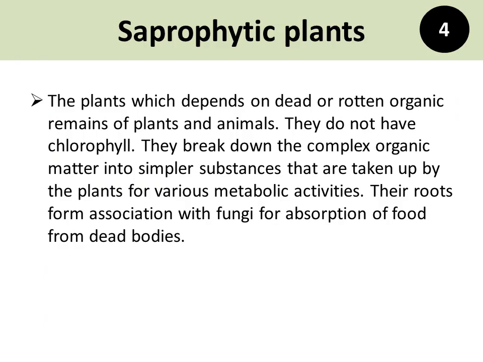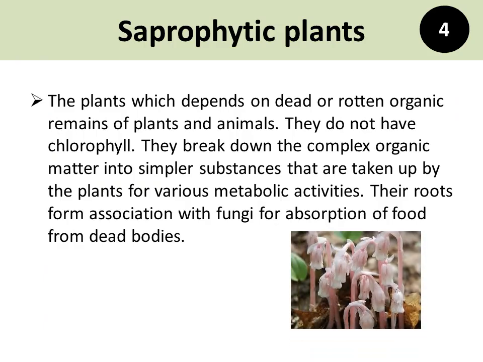The second category of heterotrophic plants is saprophytic plants. These are the plants that depend on dead or rotten organic remains of plants and animals. In this picture, students, you can see that they do not have chlorophyll. They break down the complex organic matter into simpler substances that are taken up by the plants to perform various metabolic activities. So their roots form an association with fungi for absorption of food from dead bodies.